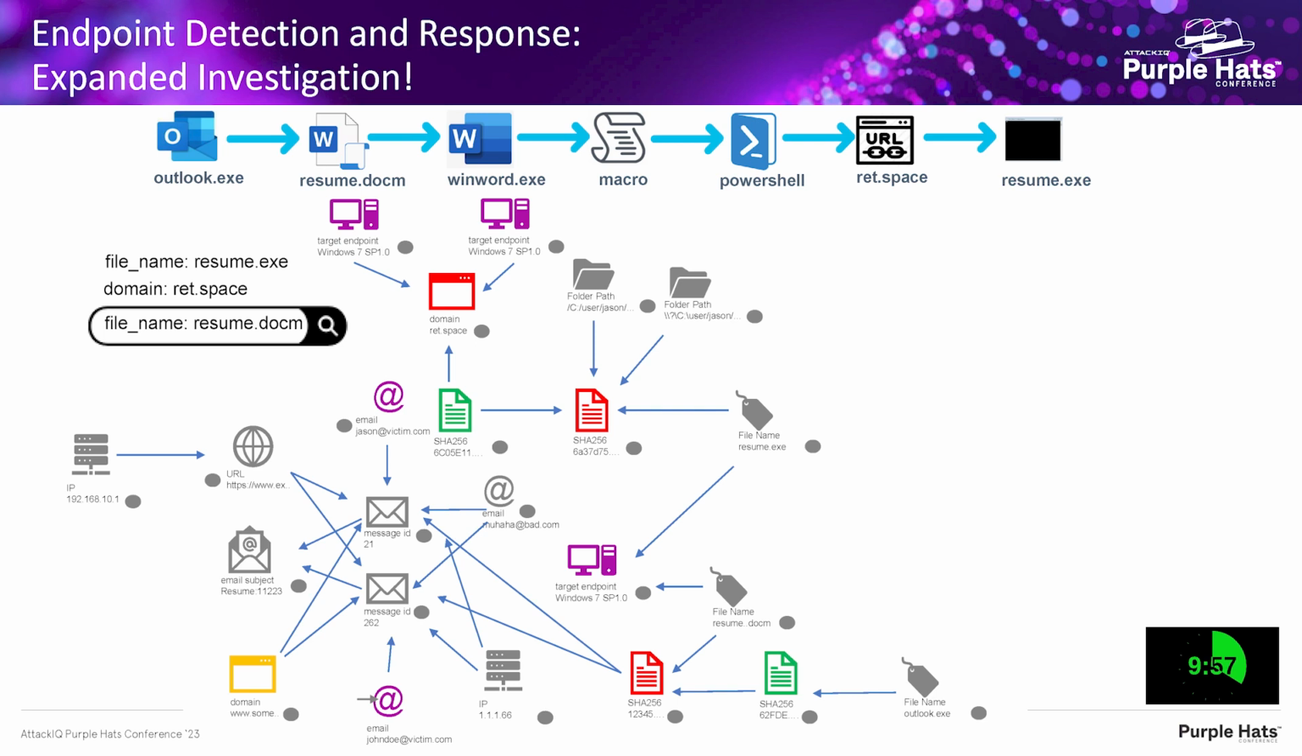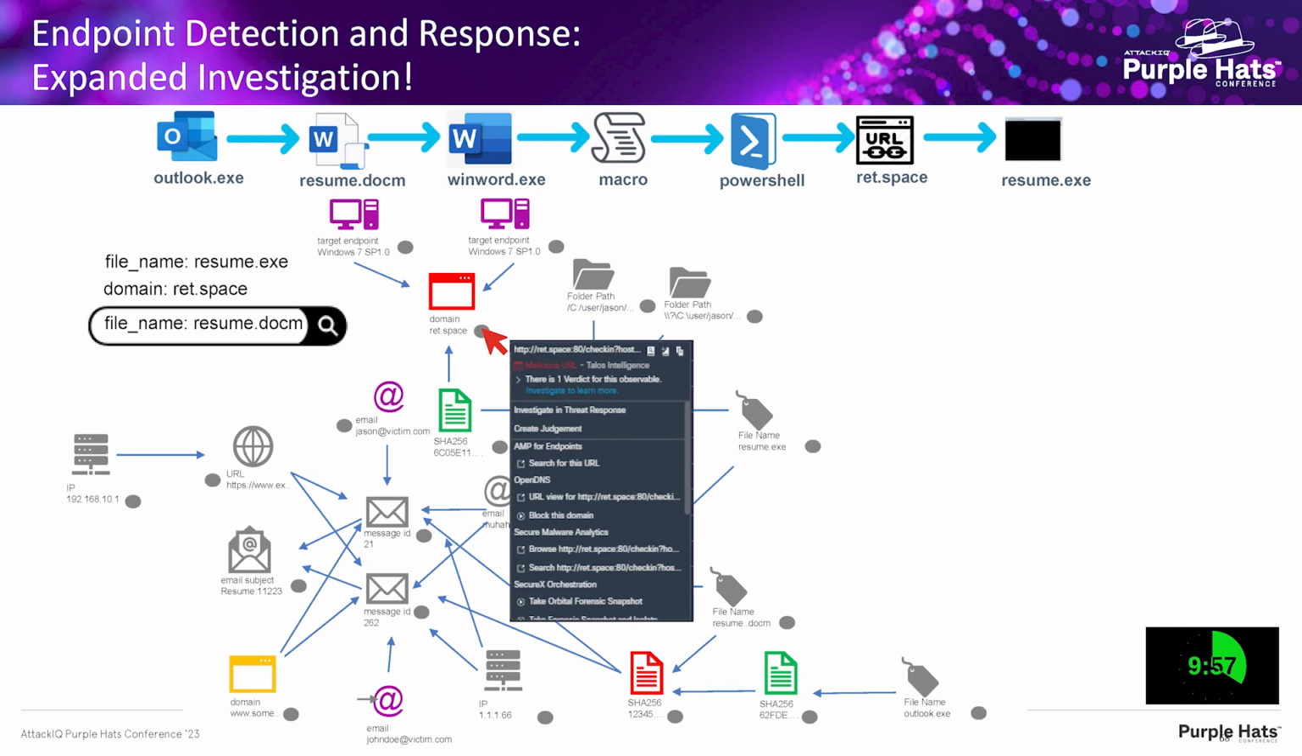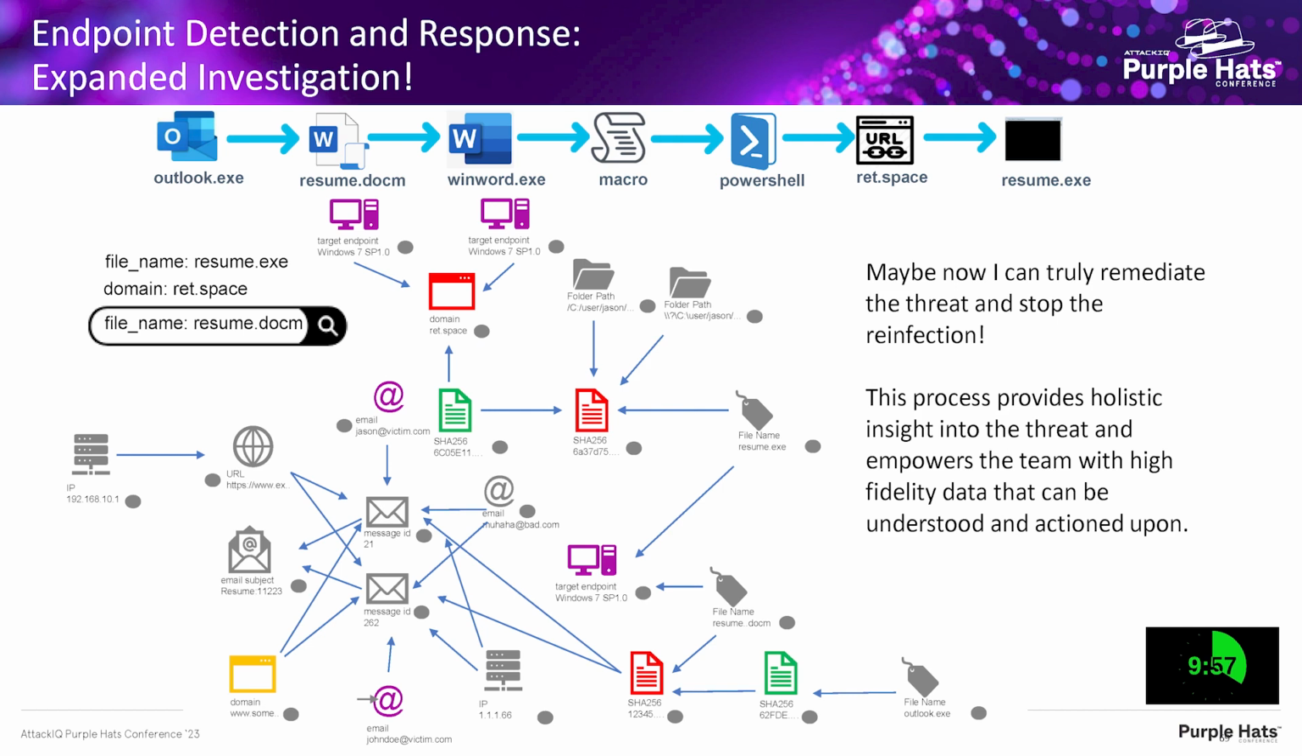And so now we can do all kinds of things because we got some new information. We can add some new blocking capabilities, right? Let's block muhaha at bad.com from sending email to us. Let's look and investigate those additional domains. We've got to go to those endpoints and do some more work. Again, we can take action. I mentioned that earlier, but now we can truly remediate the threat and stop reinfection, right? This provides more of a holistic view and it empowers the team with higher fidelity data, right? And again, the bottom line is that they can action against it.